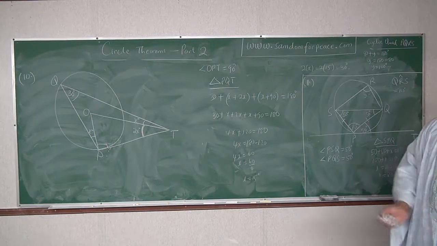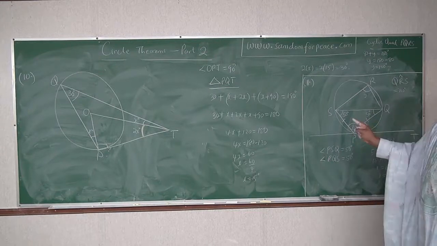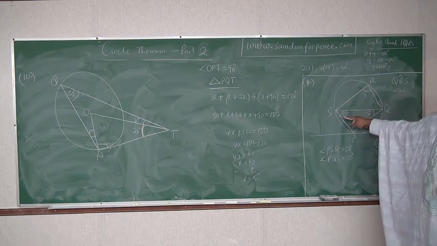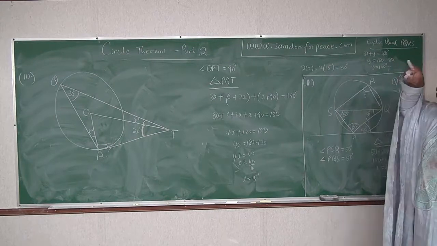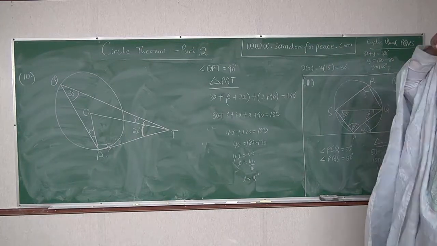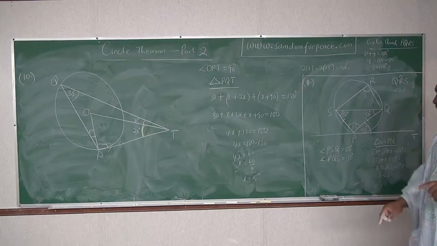So please take note. The angle between a tangent and a chord, please, it has to be a triangle. You have to draw from that chord a triangle, and then it is that angle in the alternate segment.